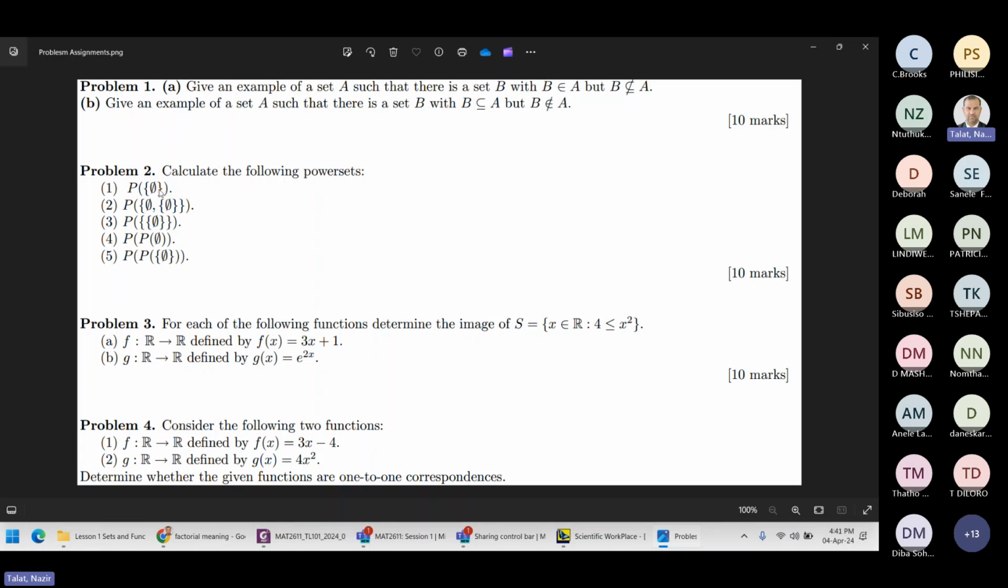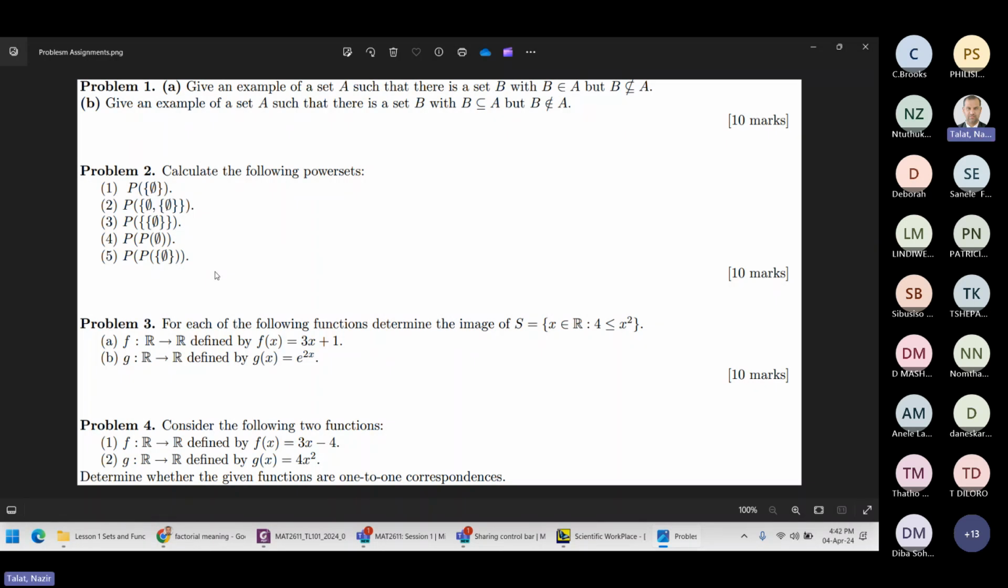Like power set is a set. The power set of this set contains an element phi, and the power set is also a set, because a power set is a collection of all possible subsets of a set, which is also a set. So these are some problems which are related to that one.